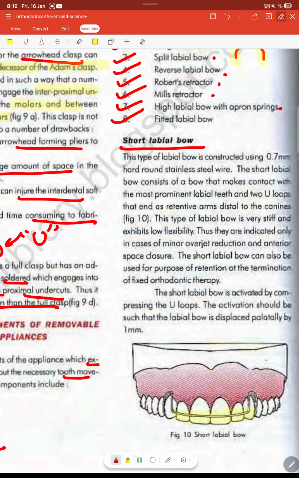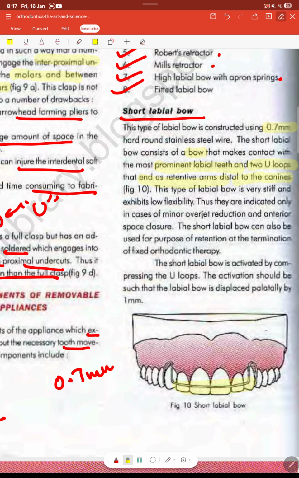The short labial bow is a type of labial bow constructed using 0.7 mm wire. It consists of a bow that makes contact with the most prominent labial teeth and two loops that end as a retentive arm distal to the canine. If you can see, it is touching the most prominent tooth, then it goes to the canine, makes a loop and ends at the palate.